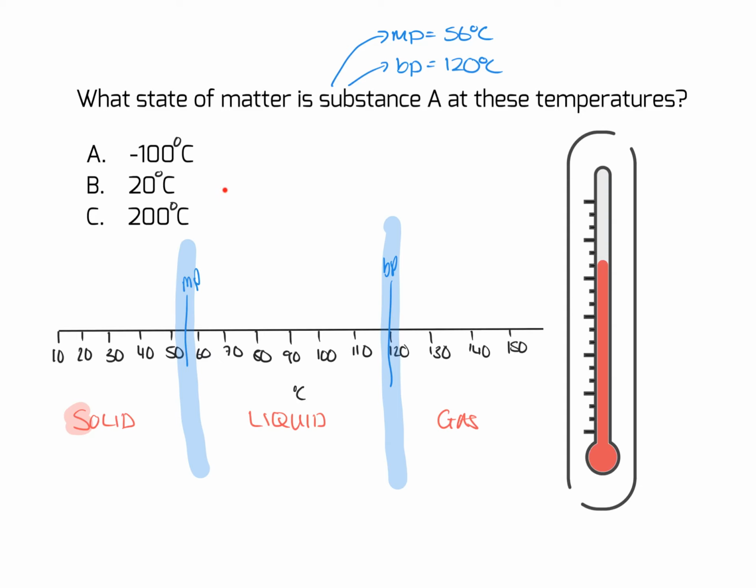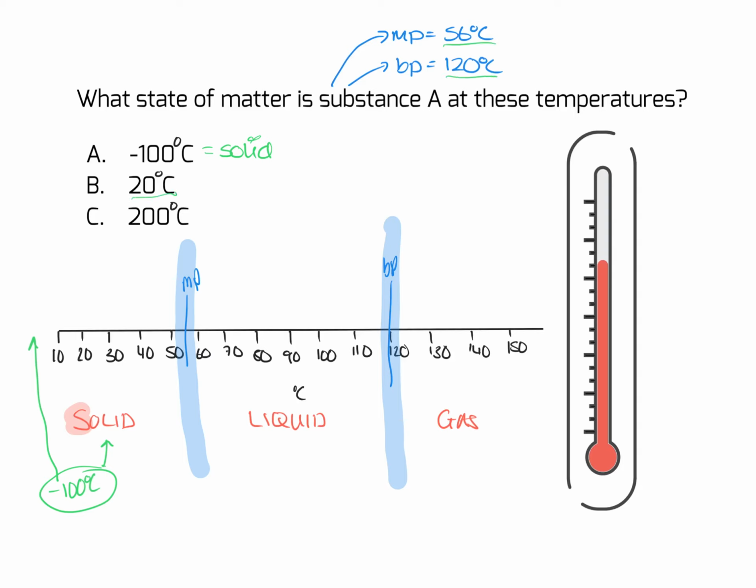Let's have a look for these temperatures now. So our first one is minus 100 degrees, and you can see that our number line only goes down to 10. So minus 100 is way over to the left somewhere. But we can still mark it on. Don't know whereabouts it is exactly, but it's somewhere over there. It's minus 100 degrees Celsius. And we can see that that would put it in the solid section. So this substance A at minus 100 would be a solid. That's what the melting point and boiling point tell us.